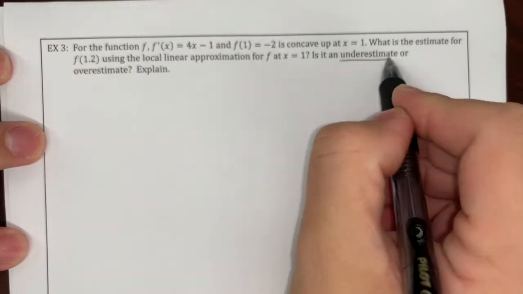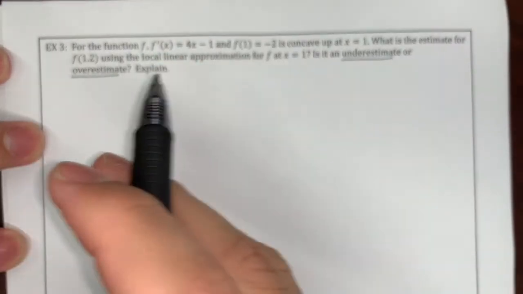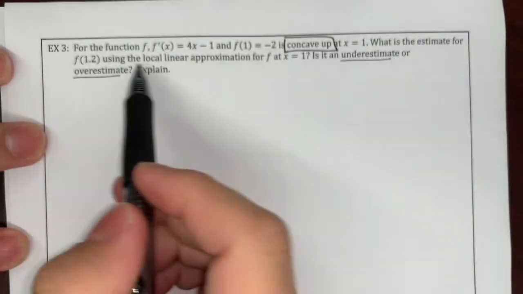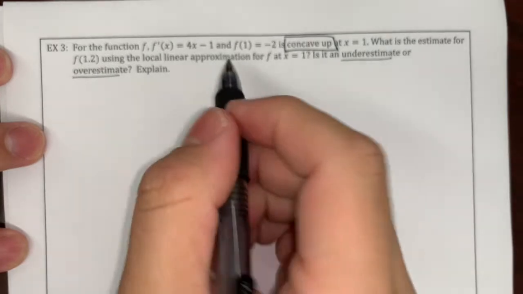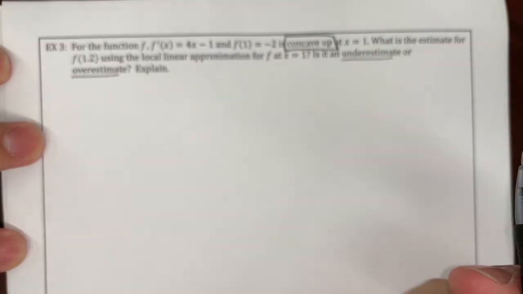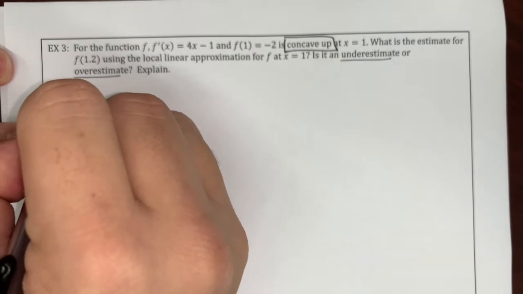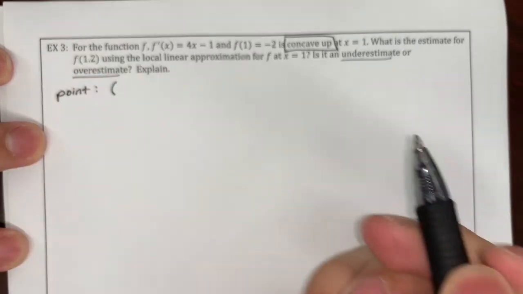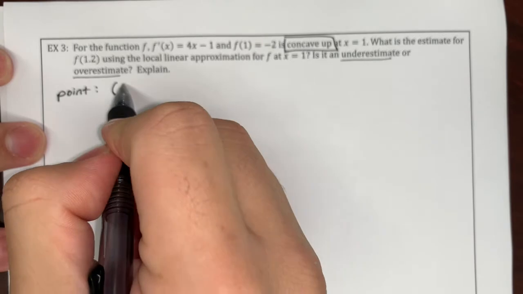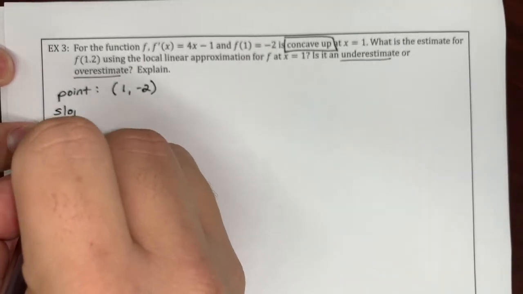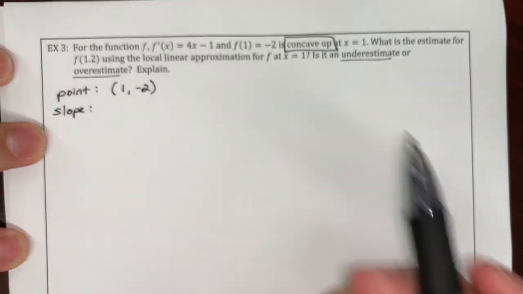So this last part, you're going to be able to answer based off of the information that it's concave up. But first, let's go ahead and do the linear approximation. So obviously, for the linear approximation, you need to figure out what the equation of the tangent line is. And for that, you need two different things. You need the point, and the point in this case is x equals 1 and y equals negative 2. You're also going to need to know the slope, which is given to you by f prime.